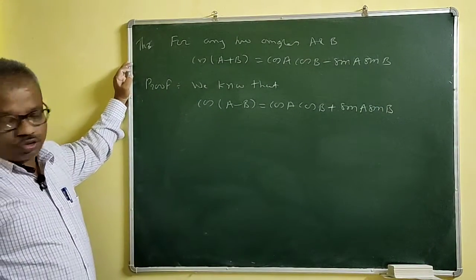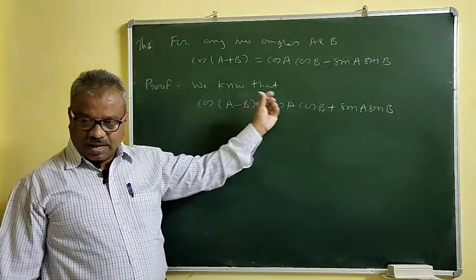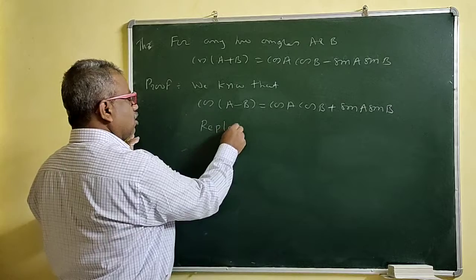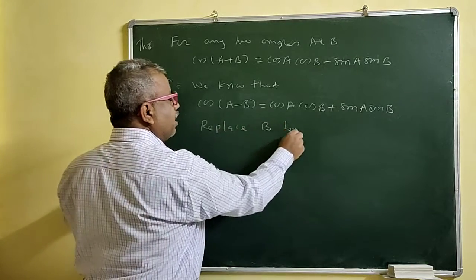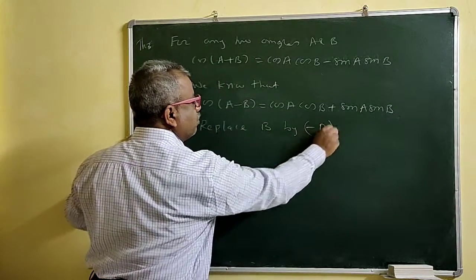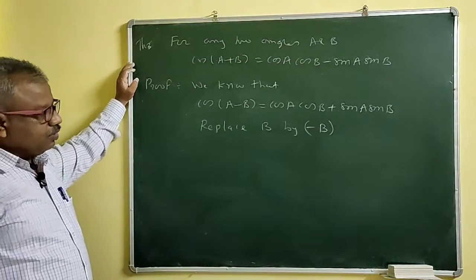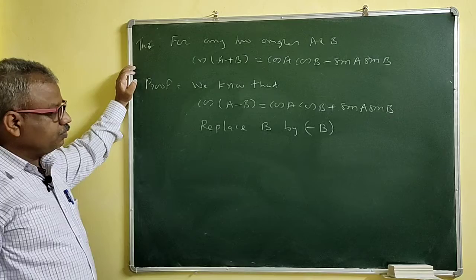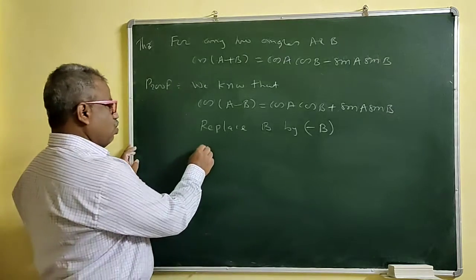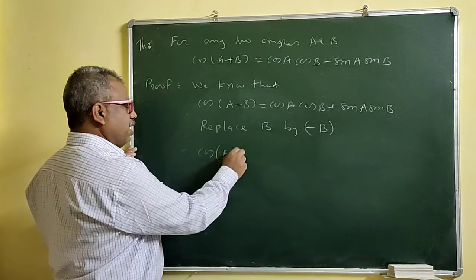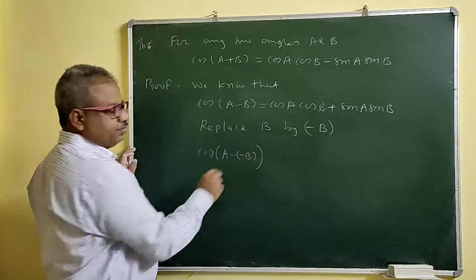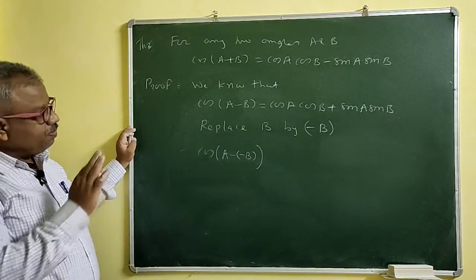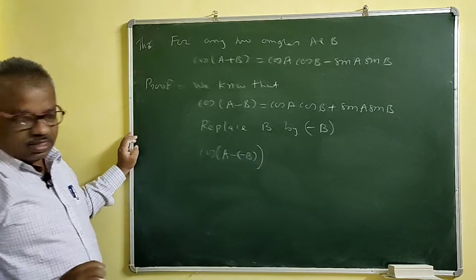Right? So what will we do here? We will replace B by minus B, so we write this in brackets, otherwise it is just dash B. Okay, so we get cos of A minus of minus B. Instead of B, we have to write minus B. Wherever B is there, we will replace B with minus B now.